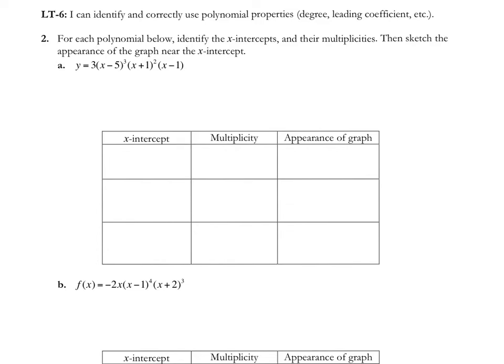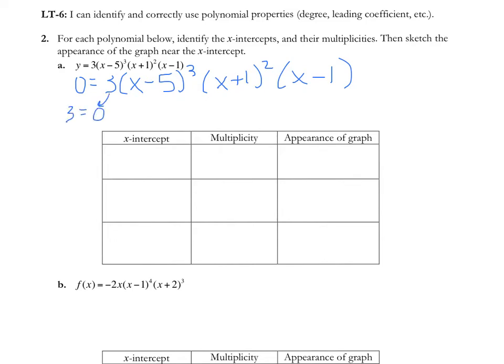So let's do that. So let's say 0 is our y value. And let's solve for the x-intercepts. So notice that this is nicely in factored form for us. So we're going to be able to just use the zero product property from this point. So the first possibility is that 3 is equal to 0, which doesn't make sense. That will never happen.